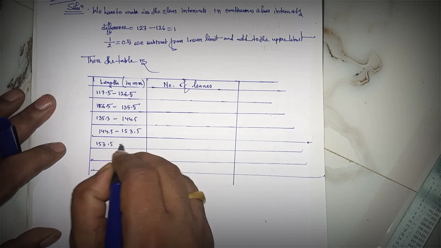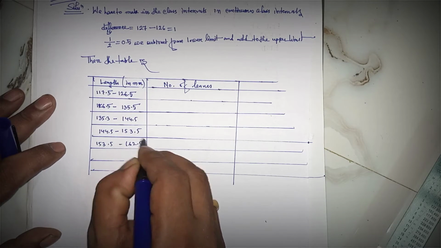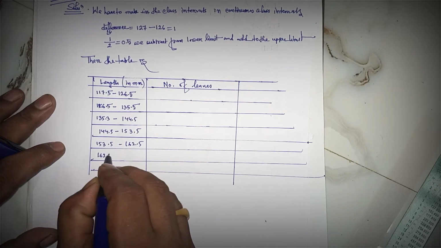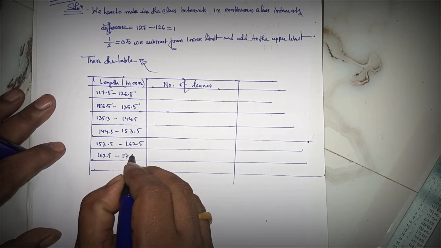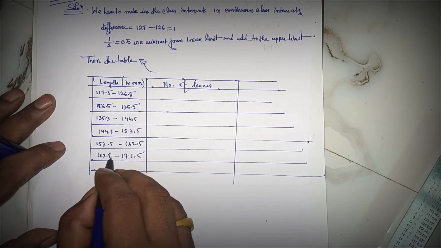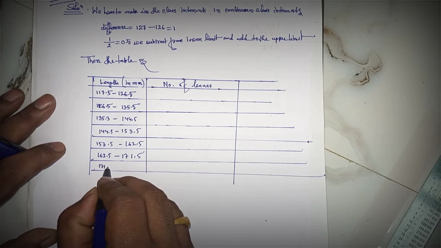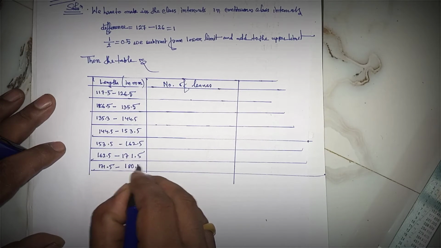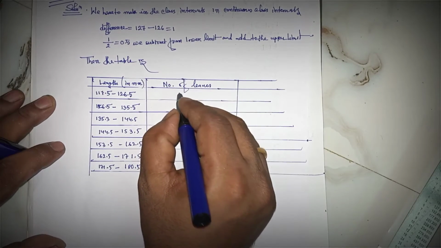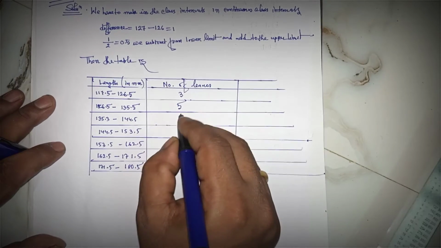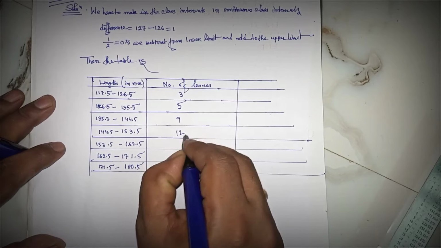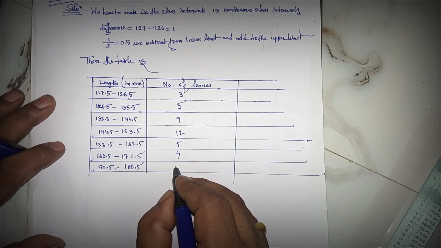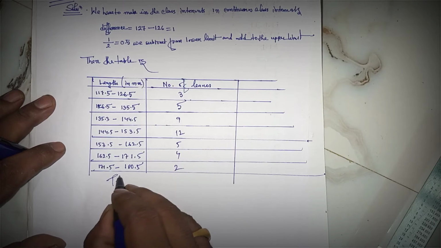153.5 minus 162.5. Next one is 162.5 to 171.5, and last one is 171.5 minus 180.5. Okay, and what is the value here? 3, 5, 3, 5, 9, 12, 5, 4, 2. So what is the total given in the book?